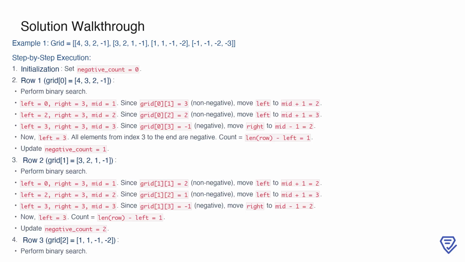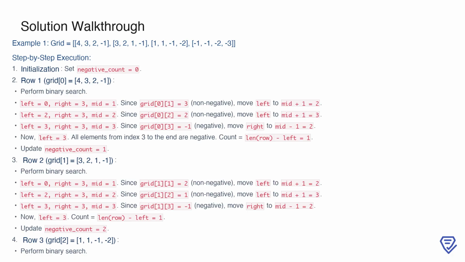To solve this problem, we start by initializing a variable called negative_count to 0. This will help us keep track of the total number of negative numbers in the grid. Now, for the first row, which is 4, 3, 2, -1, we perform a binary search to locate the first negative number. Initially, left is set to 0, and right is set to 3. At mid equals 1, the value is 3, which is non-negative, so we move the left pointer to mid plus 1, which is 2. Next, at mid equals 2, the value is 2, so again, we move left to mid plus 1, making it 3.